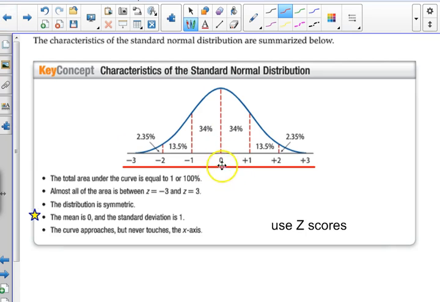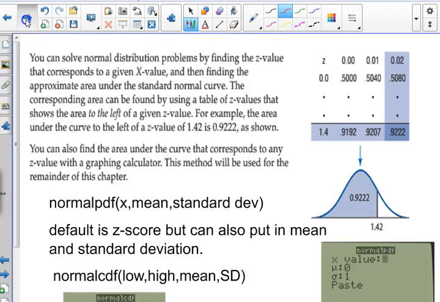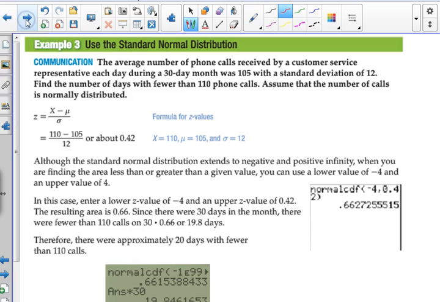Look, mean of 0, standard deviation of 1, yes? If you put a z-score in, that's the default. But you don't have to use a z-score. All right.